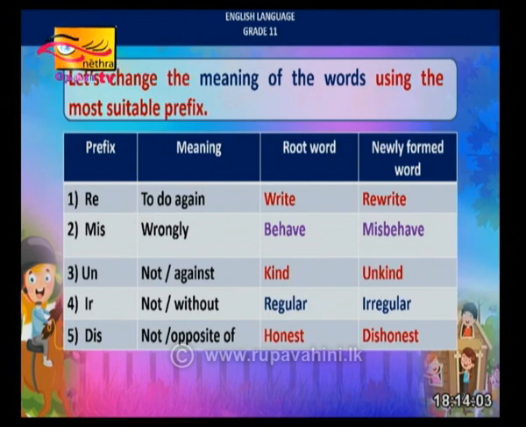So, observe the root words in the third column. The moment you add these prefixes with these meanings in front of these root words, what happens? You know, without any explanation, automatically the meaning changes. So the word write becomes rewrite. What does that mean? Do it again, write it again. And the word behave becomes misbehave. Behave wrongly. You should not misbehave. And the third one, kind becomes unkind, which means to be rude, not kind at all. And next one, regular. What happens to that word? It has become irregular, the opposite once again, not regular. Last one, honest, dishonest. What is the meaning? You are not loyal at all.